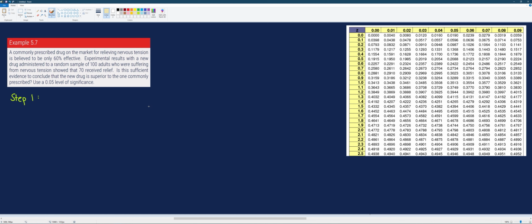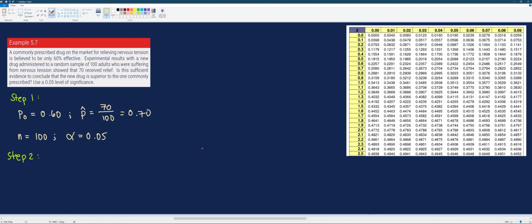First step is to identify the given. The hypothetical population proportion is equal to 60% or 0.60. Our sample proportion is equal to 70 over 100 or equal to 0.70. Our n is equal to 100 and our alpha is equal to 0.05, giving us a confidence level of 95%.